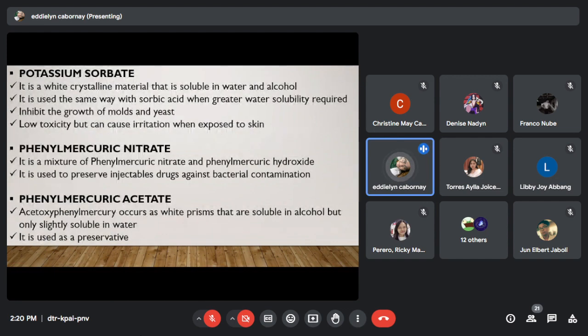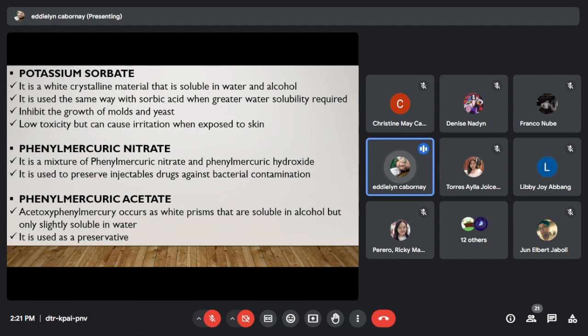We have potassium sorbate. It can also inhibit the growth of molds and yeast. It has low toxicity, but it can cause irritation when exposed to skin. We have phenylmercuric nitrate. It is a mixture of phenylmercuric nitrate and phenylmercuric hydroxide. It is used to preserve injectable drugs against bacterial contamination.